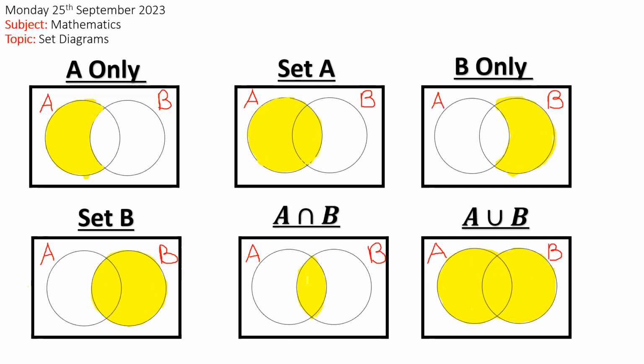If I want the intersection, it'll just be the middle part. If I want set B, it'll just be the elements in B, including the intersection. If I want A only, it'll just be A, excluding the intersection. If I want all of A, it'll be the elements in A, including the intersection. If I want B only, it'll be all of B, excluding the intersection. All right, so that's how we do these set diagrams.